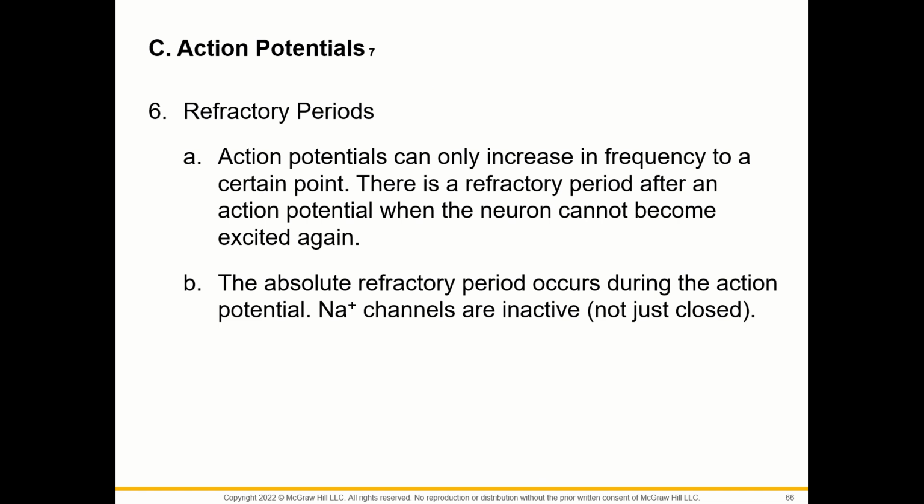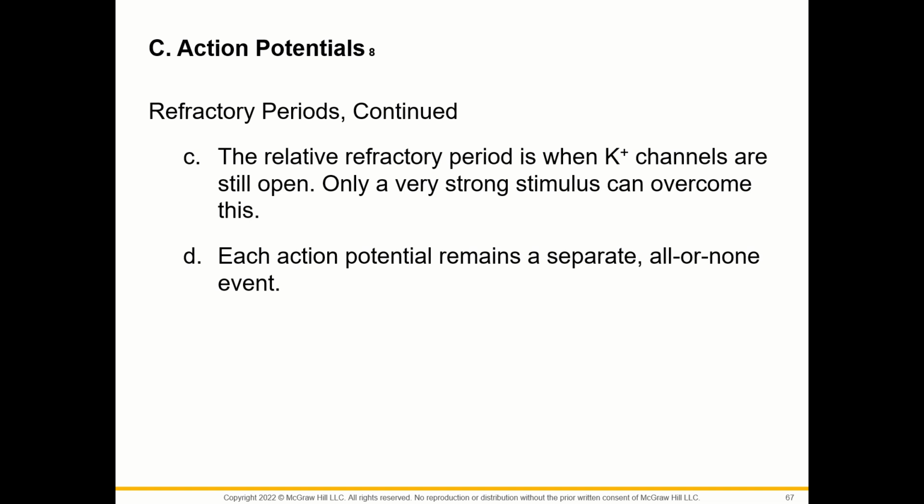Refractory periods. Action potentials can only increase in frequency to a certain point. There's a refractory period after an action potential when the neuron cannot become excited again. The absolute refractory period occurs during the action potential. The sodium channels are inactive, they're just not closed. The relative refractory period is when potassium channels are still open. Only a very strong stimulus can overcome this. Each action potential remains a separate all or none event. This prevents electricity from going back towards the cell body, from what I've learned in the past.